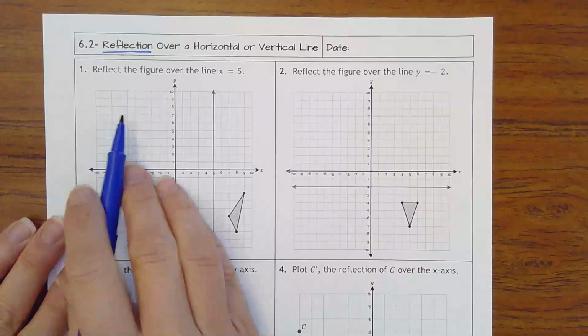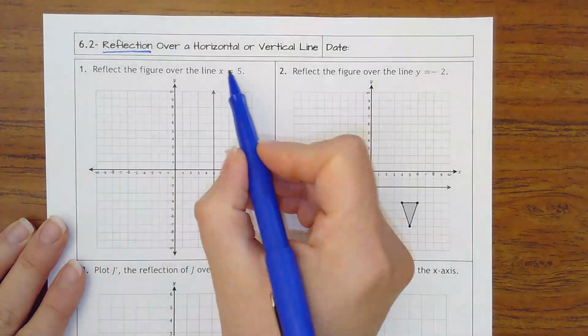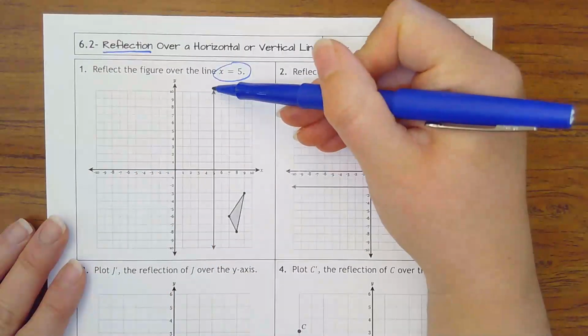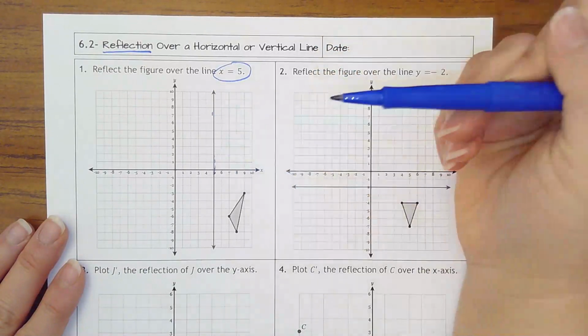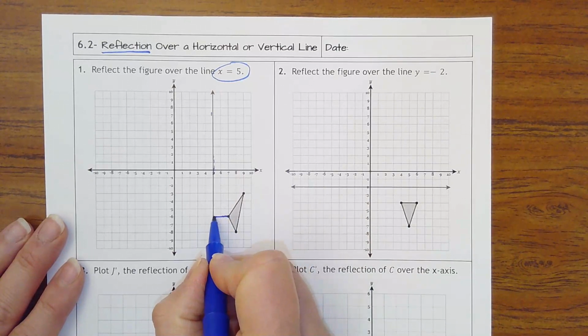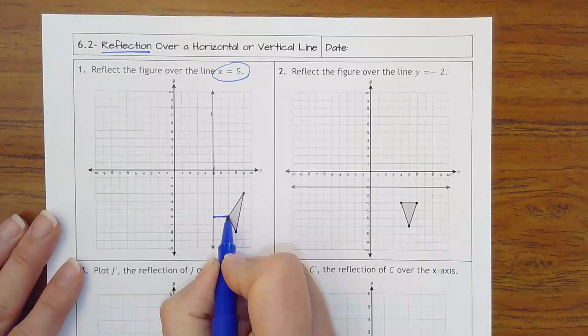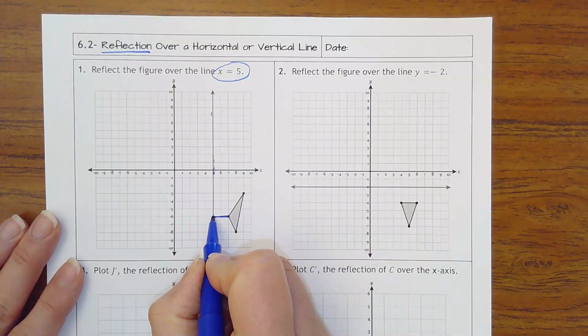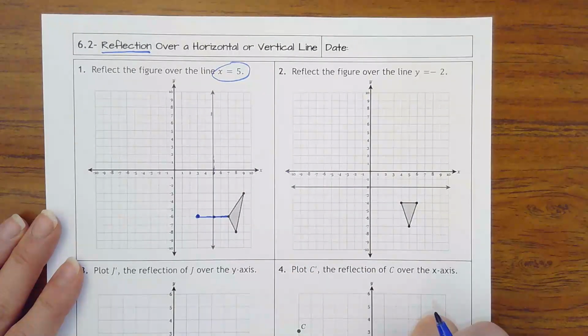Number 1, it says reflect the figure over the line x equals 5. Hopefully we remember that x equals a number. It karate chops or goes through the x-axis at 5, so that's a vertical. What we need to know is that every point should be equidistant from our line of reflection. So if this point is 2 away, then we're going to go 2 away in the opposite direction.